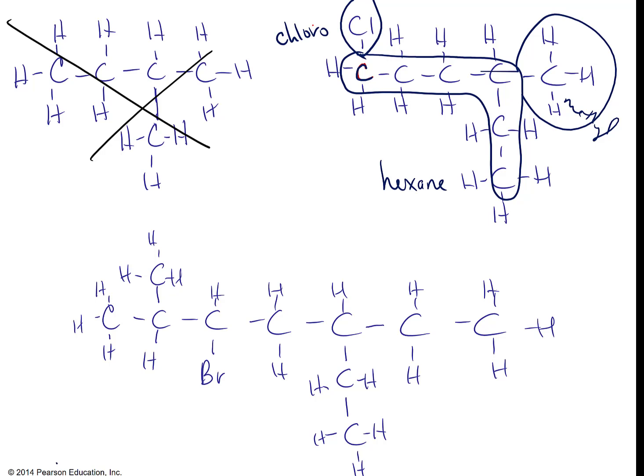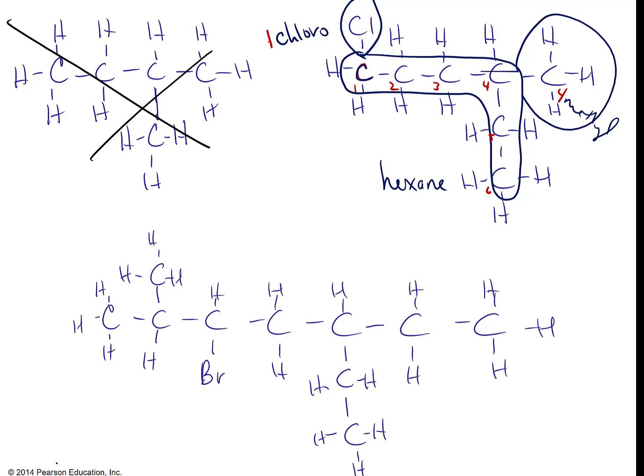So now I've got to determine where the non-hydrogen groups hang off. Which way do I need to number? Because chlorine's hanging off of that end. So this is 1, 2, 3, 4, 5, 6. This is a 4, and this is a 1. The number in front of the non-hydrogen group tells you which carbon it hangs off of.